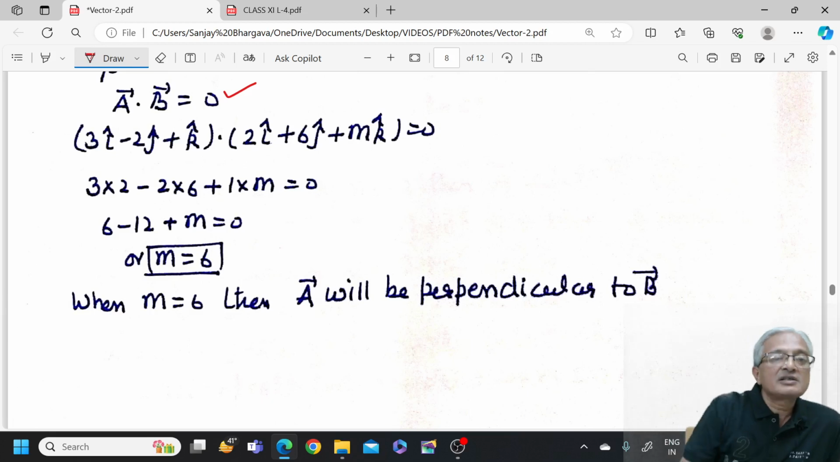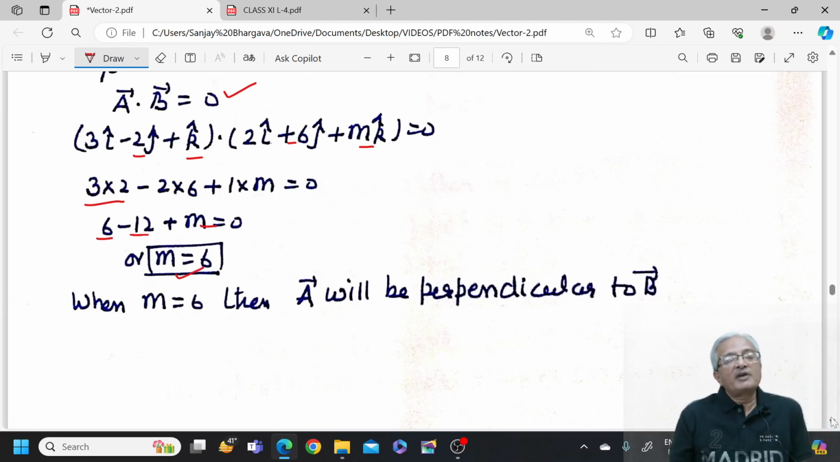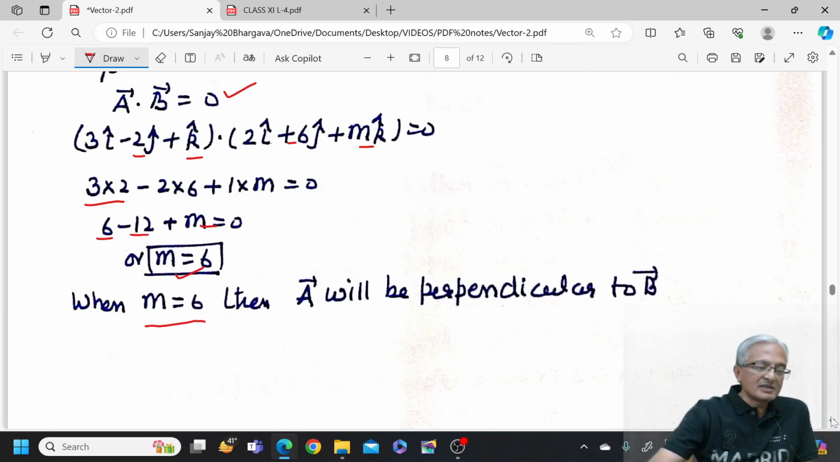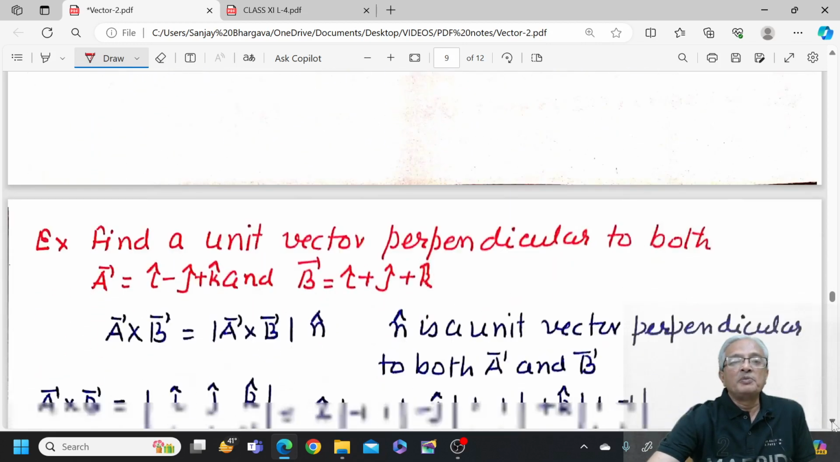i dot i would exist, so I'll have 3 into 2, that is the first term, minus 2 into 6 and 1 into m. 6 minus 12 plus m is 6, so m would be 6. To make vector a perpendicular to vector b, the integer m must have a value 6. If it has a value 6, then a vector would be perpendicular to b vector.